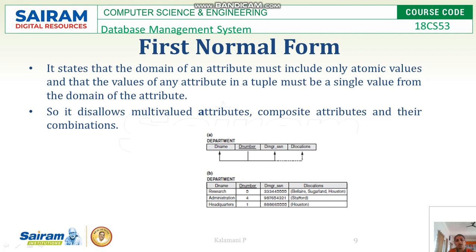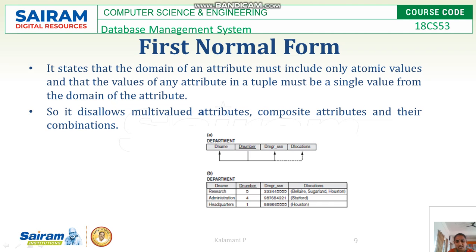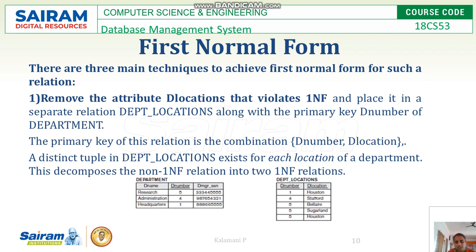Okay. So now how can we convert this into first normal form? There are 3 methods to convert this department relation into first normal form. Okay, so there are 3 main techniques. The first technique is to remove the attribute department location that violates the first normal form. In this relation only the department location attribute violates the condition, so we can remove it. Once we remove that, we combine the violating attribute along with the primary attribute to make one table, and all other attributes as another table.